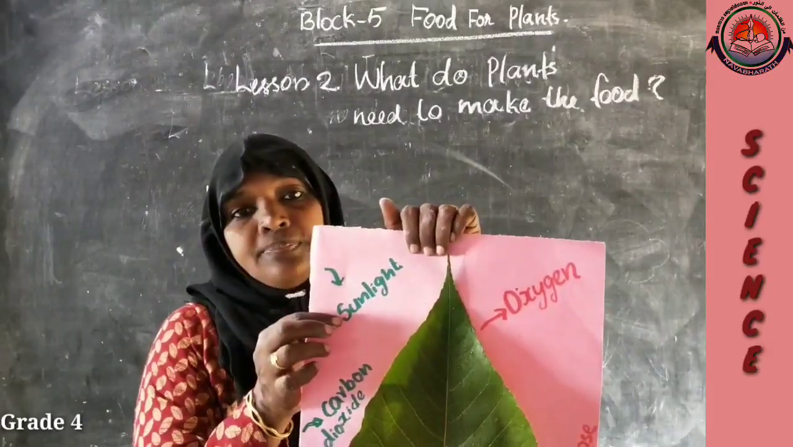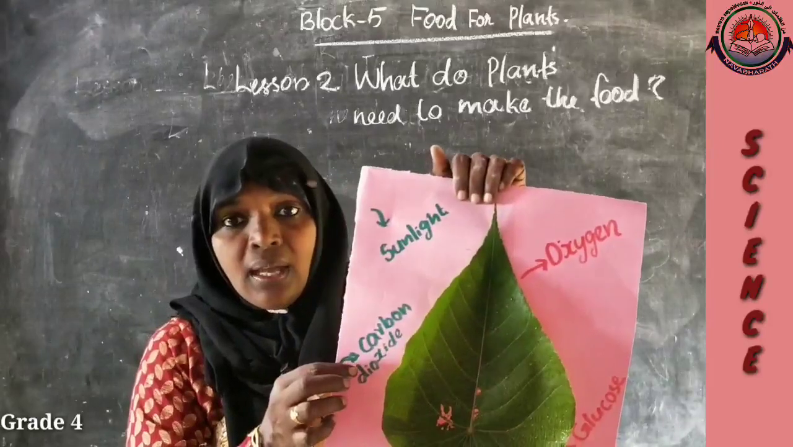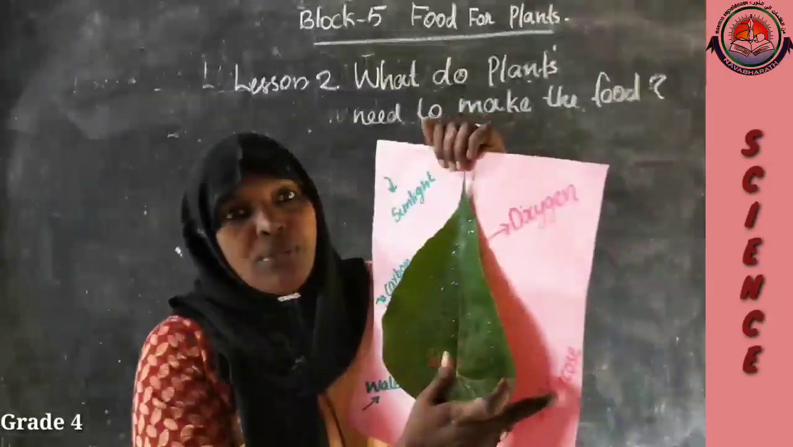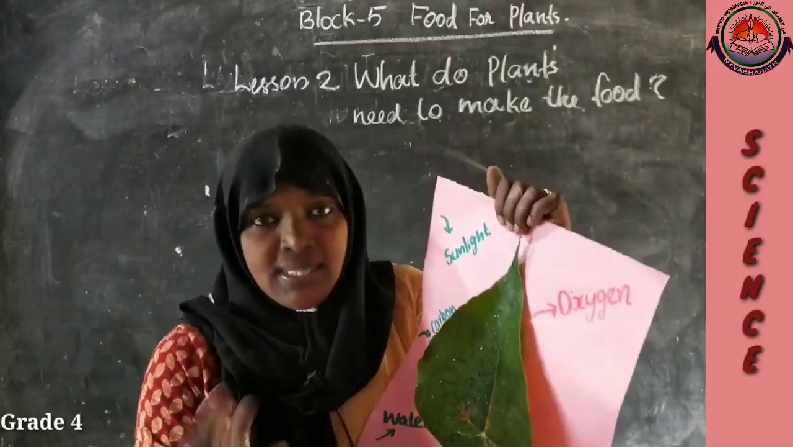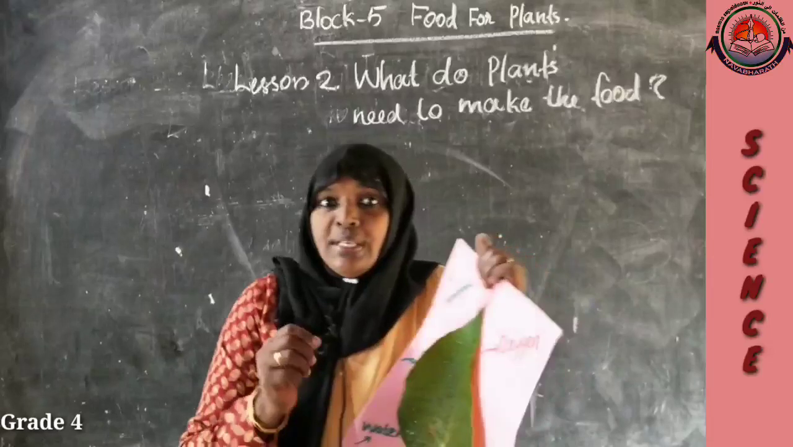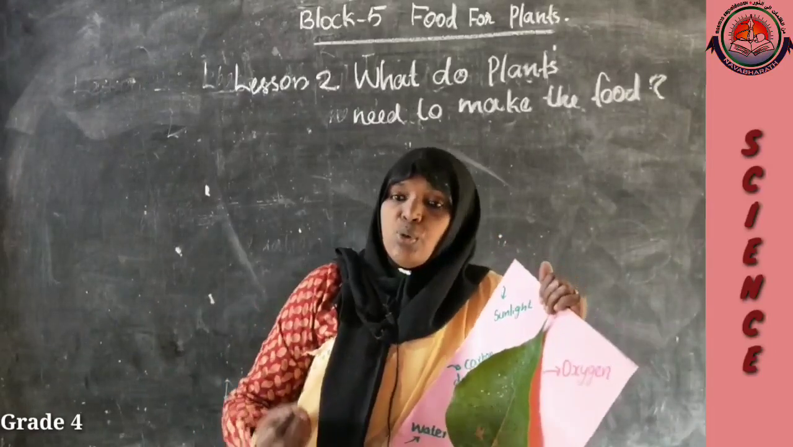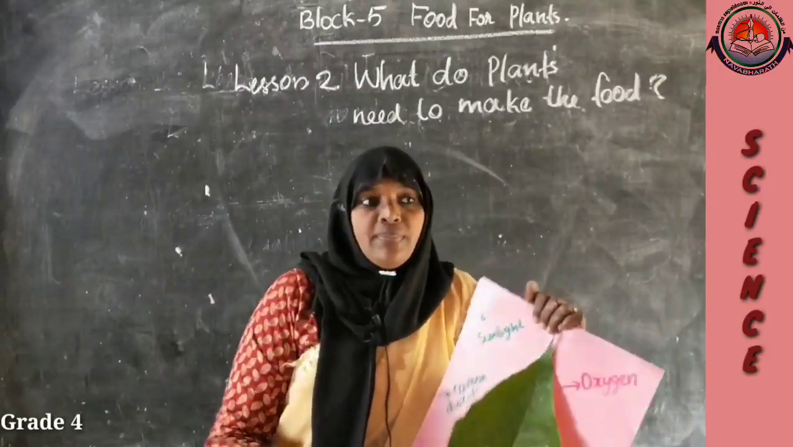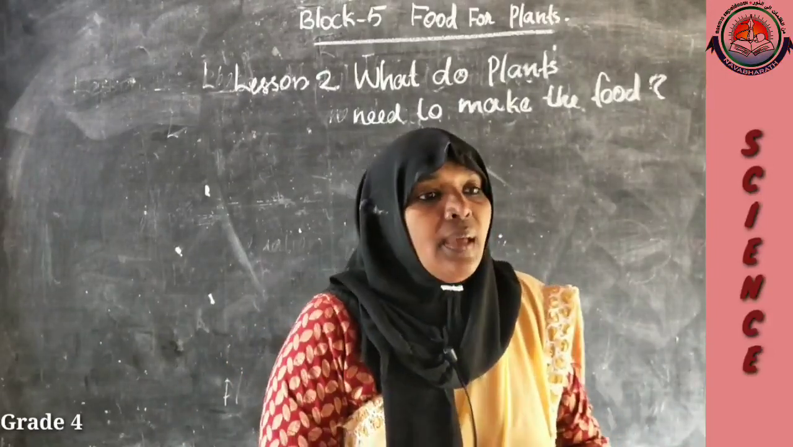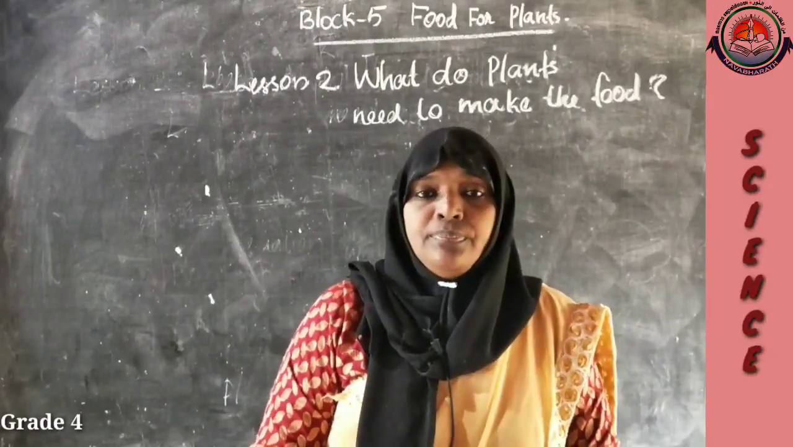And after the preparation of food, what is their food? Glucose. They release oxygen. So, plants help to give us oxygen to breathe. Okay. Then how can we test whether the leaf is making food?